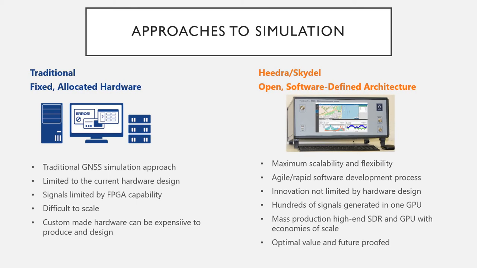And the graphics cards and the SDRs are produced in mass production because they are used by various different industries, so they're made in much bigger numbers, and they're general purpose. So there's a lot of economy of scale there. You get very powerful hardware, very powerful systems, at a fraction of the price of the traditional ways, and this gives you incredible value, and it allows your system to be future-proofed.